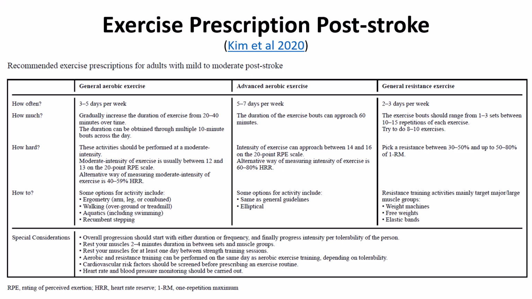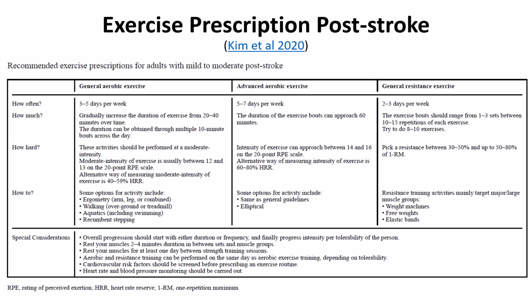There's a nice article that I found, the Kim et al. article from 2020, and it's a general guideline for exercise prescription post-stroke. Okay, if somebody's had a mild or moderate stroke, these are the recommendations. General aerobic exercise is pretty similar to what you have seen before. Again, you want moderate intensity, 3 to 5 days a week, gradually increase from 20 to 40 minutes over time.